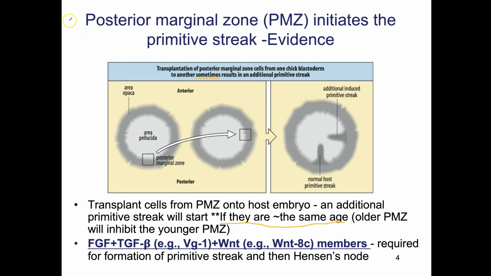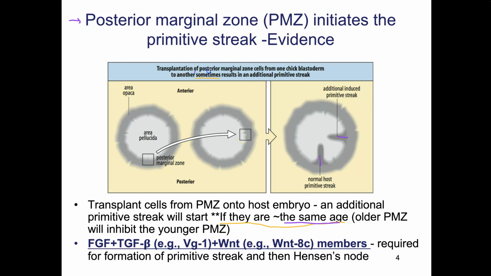So there is evidence from early manipulation experiments that show that the posterior marginal zone has the signals and information that initiate the formation of the primitive streak. And so you can take the posterior marginal zone cells from one embryo and transplant it onto an embryo that's approximately the same age, so its primitive streak hasn't started quite yet. And if you do that, you can get the formation of 2 primitive streaks, one that's the normal one and one that is the result of the transplantation of that posterior marginal zone.